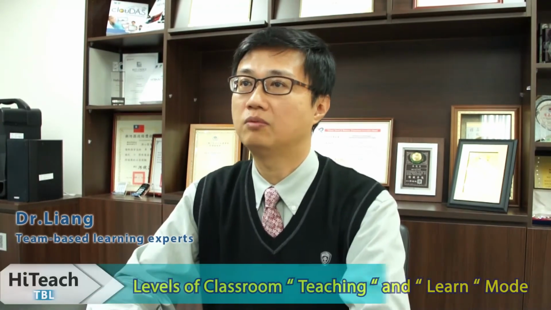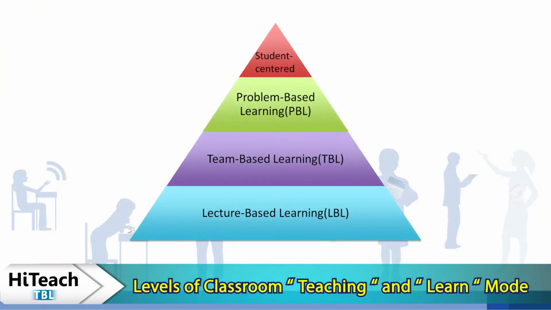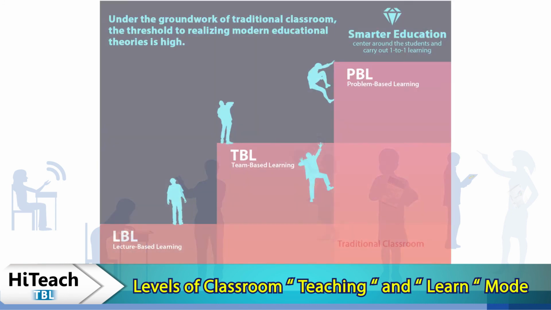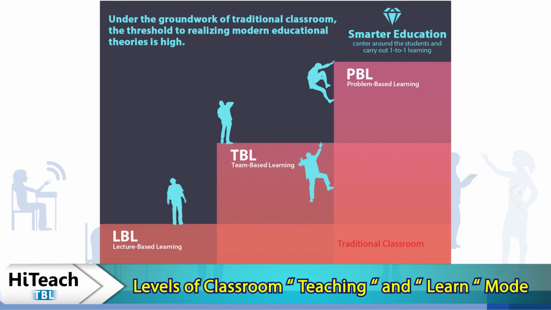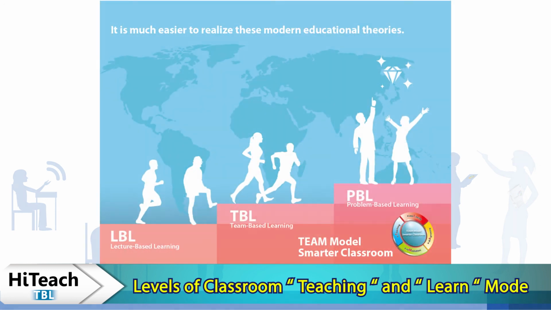In terms of the classroom teaching model, there are 3 levels involving the process of transforming to a student-oriented practice. The first level is the traditional LBL lecture-based learning. The second level is TBL team-based learning. And the third is PBL problem-based learning. Generally, to move from LBL to TBL or even PBL requires a substantial amount of effort. But with the help of a smarter classroom, the process can be easier than ever.